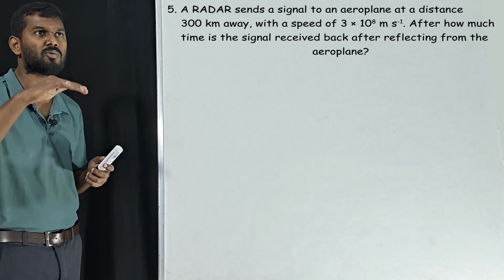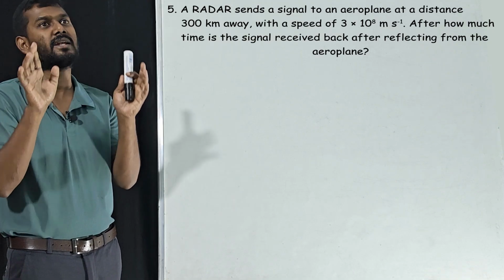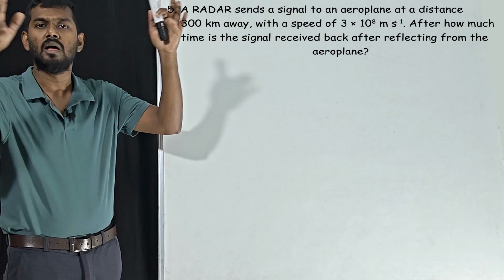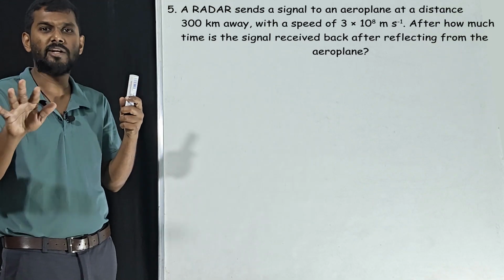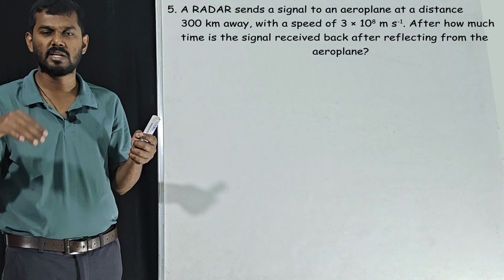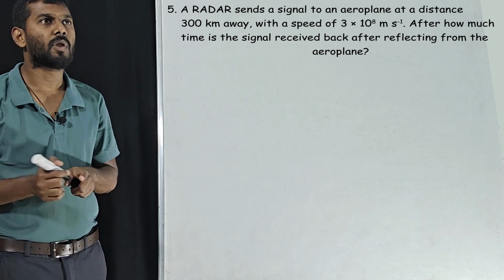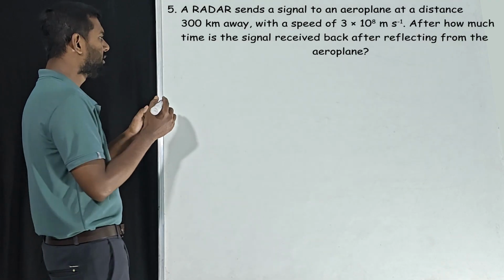So here it is about radars and aeroplanes. You need to focus only on the data. Don't get confused with the situation. You need to understand the situation, but it's just a very simple thing. From the radar the signal is sent to the aeroplane and it is received back. Now listen, first we'll write the given data.